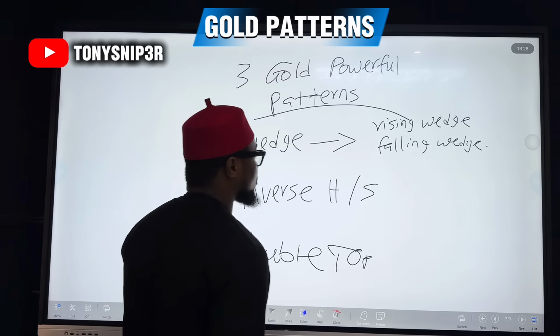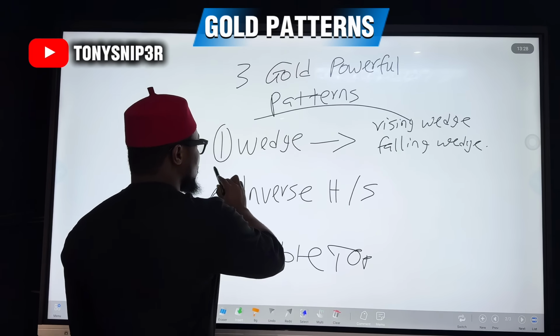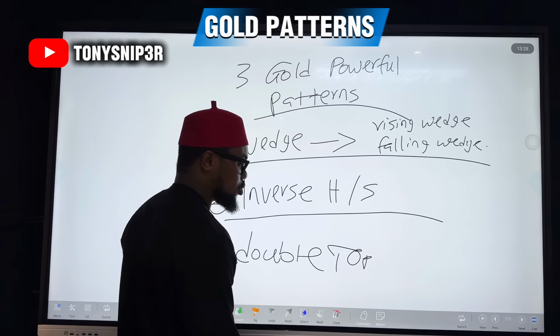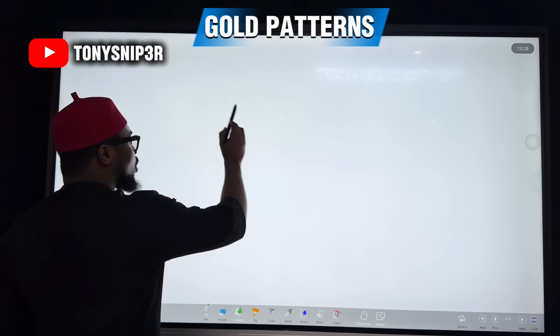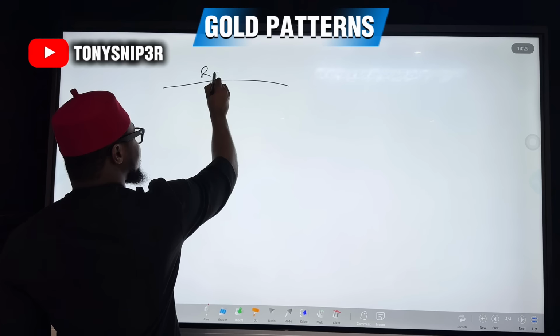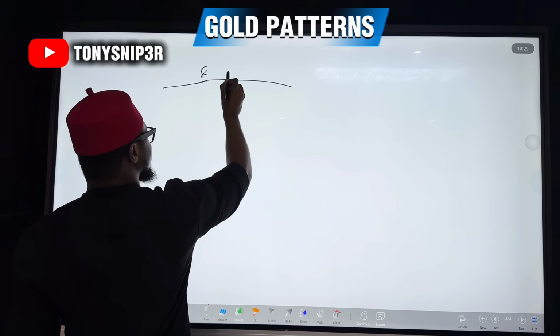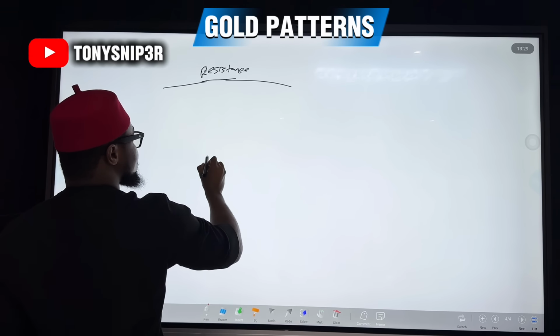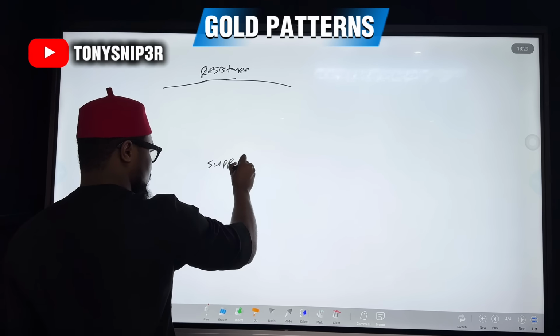Now, let's go back to what I talked about. We're done with the wedge. Now, let's move to the next one, inverse head and shoulder. When it comes to inverse head and shoulder, this is your resistance, okay? And this is your support.